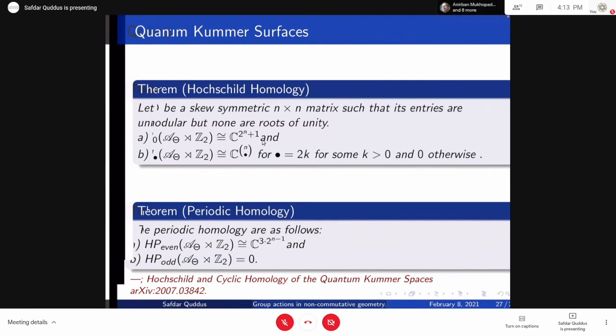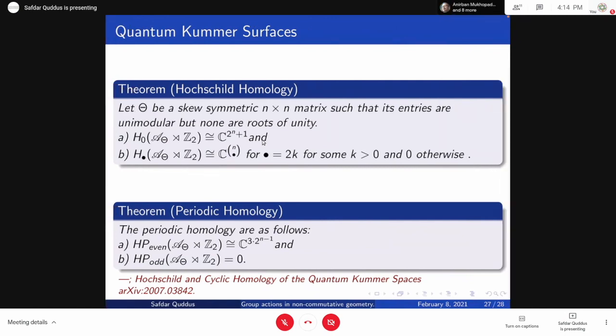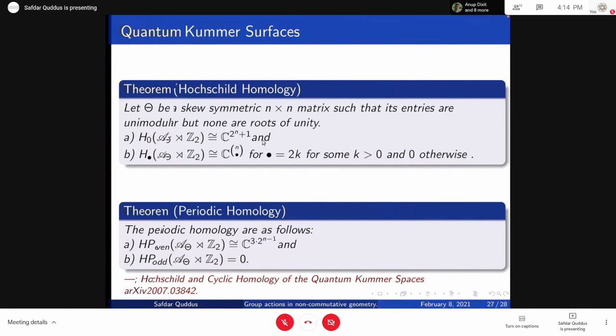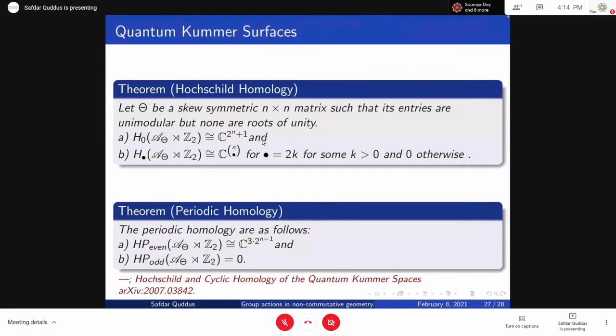And lastly, it is quantum Kummer surfaces. So basically, these are higher dimensional, as Witherspoon and Zhou talked about. So this is the higher dimensional non-commutative torus or the quantum high toroid. Classical Kummer surfaces, where their cohomologies were supported only on even dimensions. I mean, even dimension cohomologies were not vanishing, and that was done by Spanier very early.